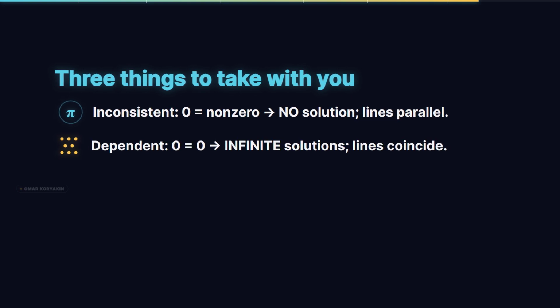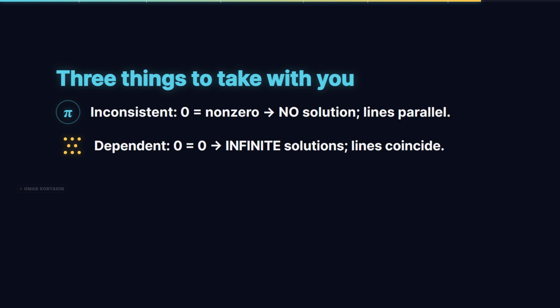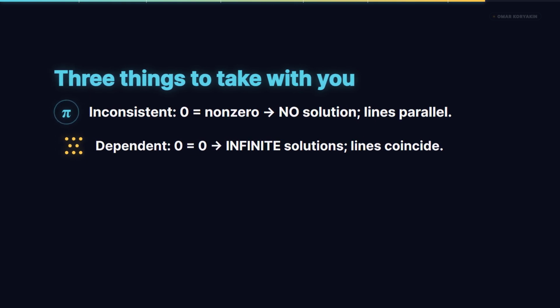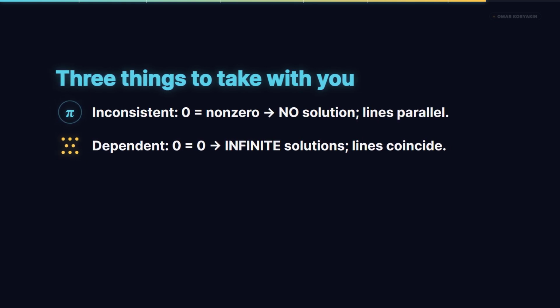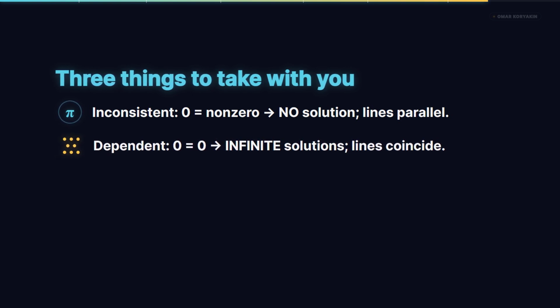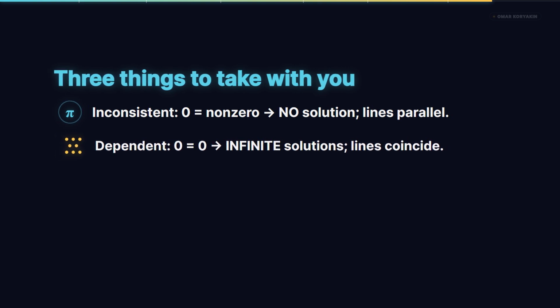Second, the dependent case has infinitely many solutions because the 2 equations describe the same line. Algebraically, attempting to solve produces an identity like 0 equals 0. Geometrically, the 2 lines coincide and every point on the shared line satisfies both equations. The technical name for this case is dependent system, and the correct answer is the equation of the shared line, expressed in any standard form rather than a single point.